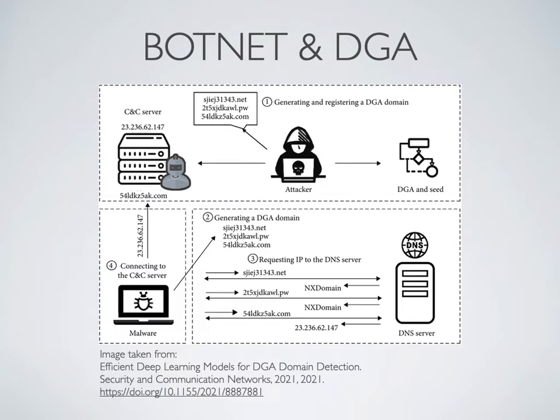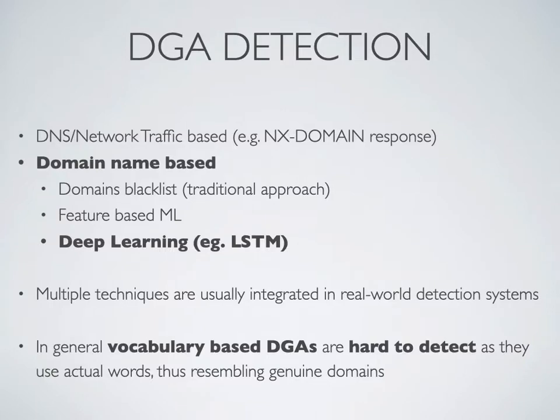So being able to detect suspect domains even before the right IP address is discovered is important to implement countermeasures. For example, redirecting the bot to a honeypot server, or using DNS sinkhole techniques, and so on. There are several approaches to detect DGA-generated domains. We can distinguish between approaches based on the analysis of DNS traffic, for example, analyzing NX domain responses, and those based on the analysis of the actual domain name only.